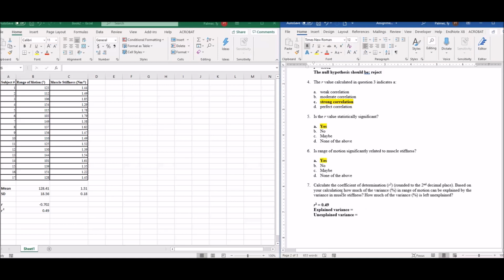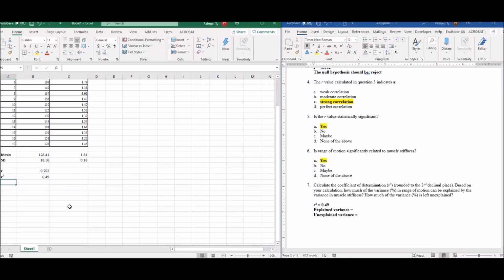It says, based on your calculation of the coefficient of determination, how much of the variance as a percentage in range of motion can be explained by the variance in muscle stiffness? Okay, so we're going to calculate the explained variance. That's really easy to do. And again, it talks about all of this, coefficient of determination, explained and unexplained variance. It talks about these things in the PowerPoint. So again, I know I keep saying that, but please study and review PowerPoint 7. It goes into great detail on all of these things that we're doing here today.